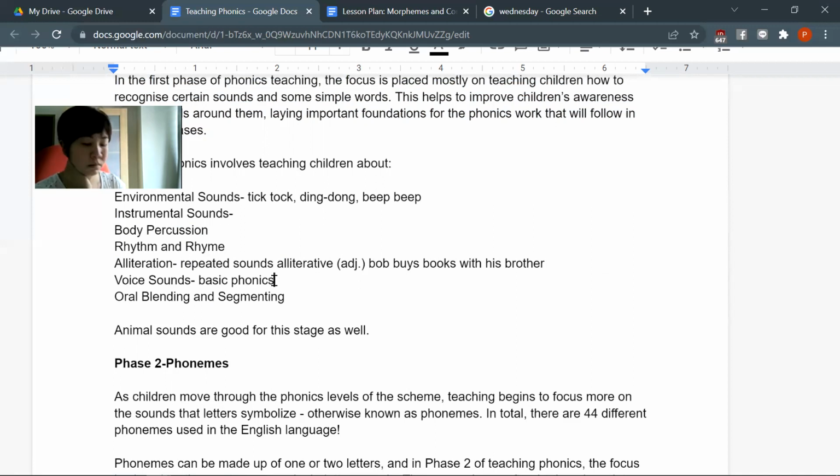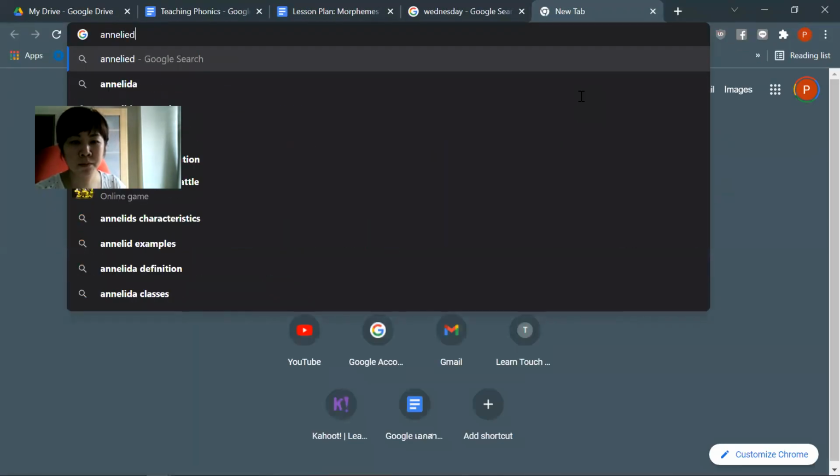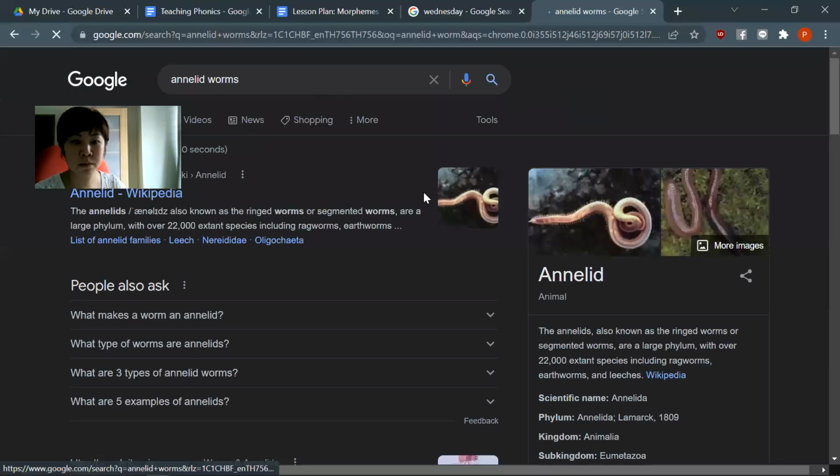Voice sounds, so basic phonics, and that also falls into oral blending and segmenting. So oral is having to do with the mouth, right? So oral blending is when we take different sounds and mix them together. And then segmenting is teaching them to cut one word up. Segment means to break into pieces, just like our annelid worm has segments, right?